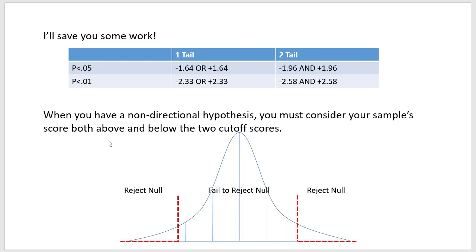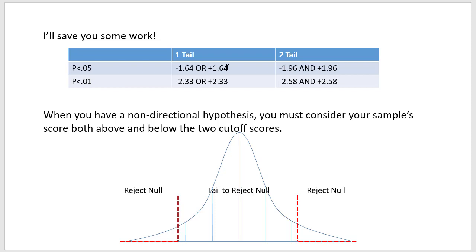For example, let's say that we had a two-tailed test at the 1% significance level. We go to two-tailed test, 1% significance level, and we would use cutoff z-scores of negative 2.58 and positive 2.58. Remember, if it's a two-tailed test, we have two rejection zones. If it were a one-tailed test at the 0.05 level, we would use either negative 1.64 or positive 1.64, depending on the direction of the hypothesis.